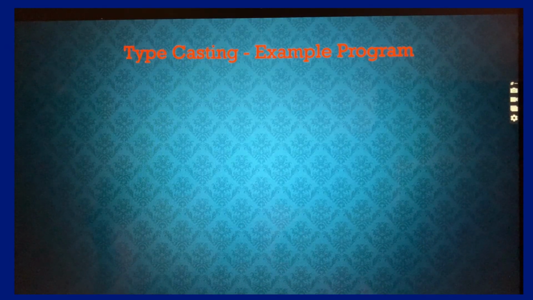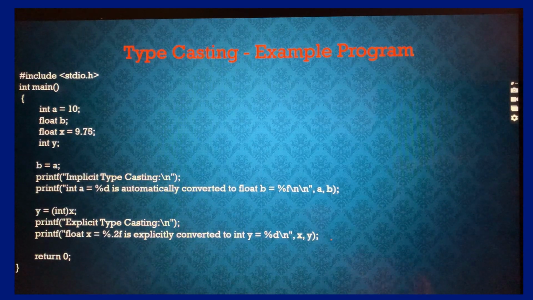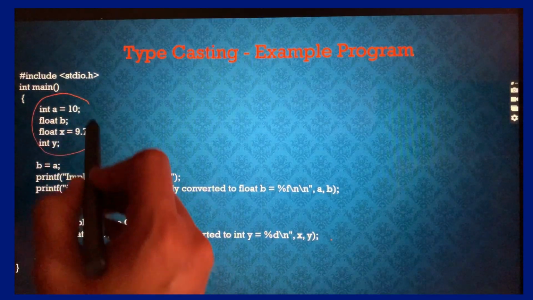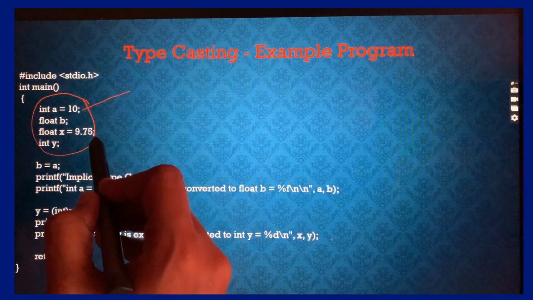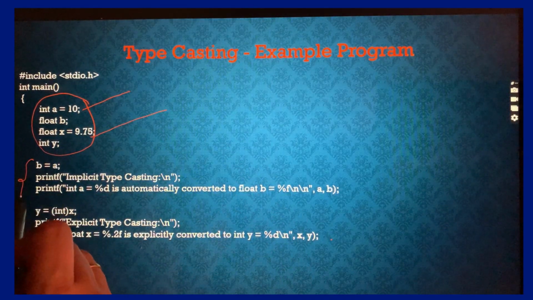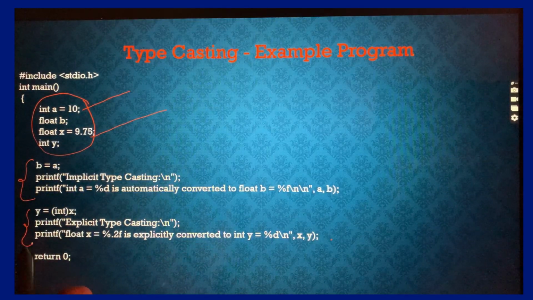Let us consider an example program illustrating the typecasting types, implicit and explicit typecasting. Okay. So this is our program where I have taken 4 variables. One is of integer, another one is of floating point or double. And the first part illustrates implicit and the second part illustrates explicit. So I will explain what happens here.